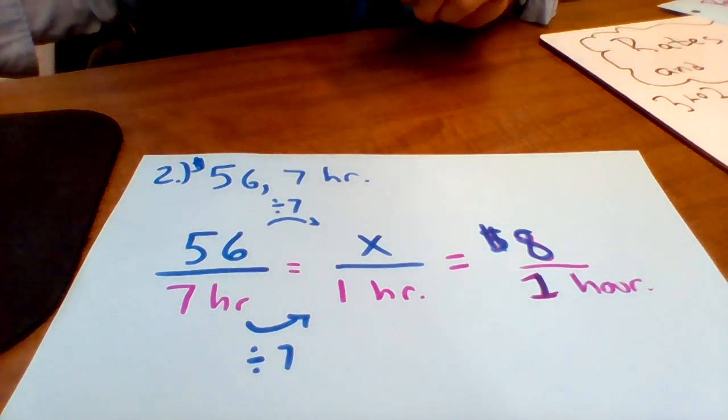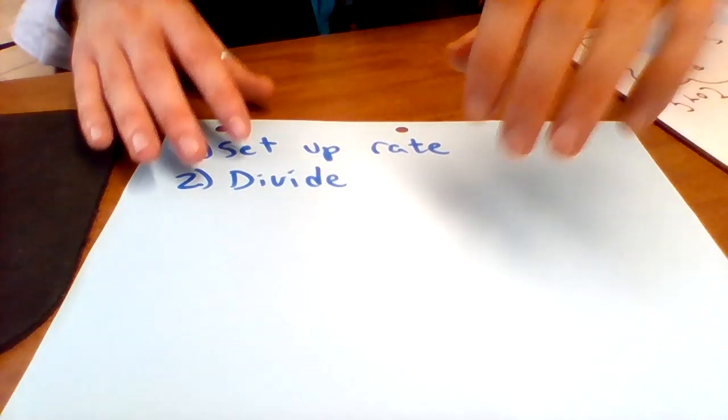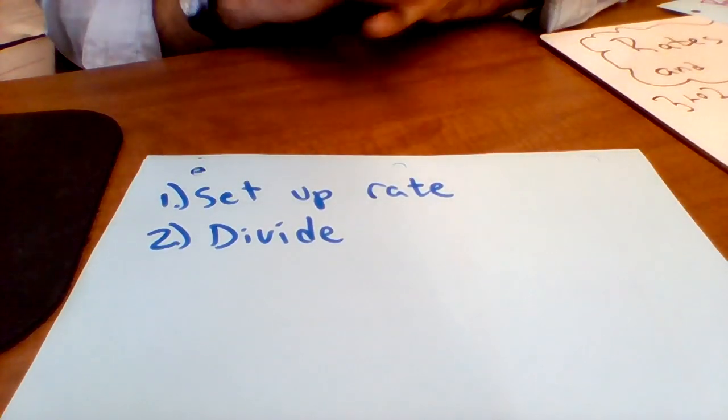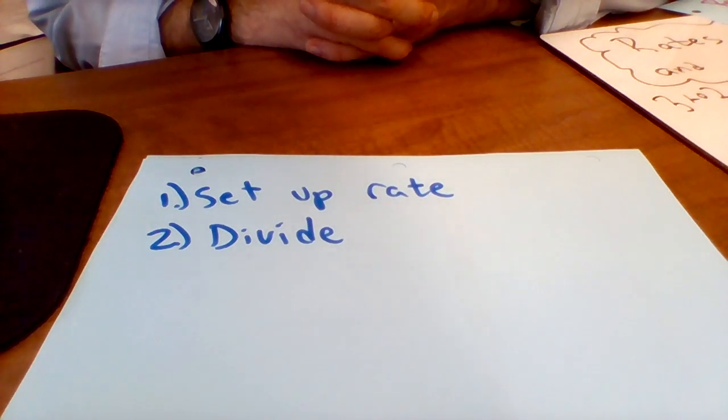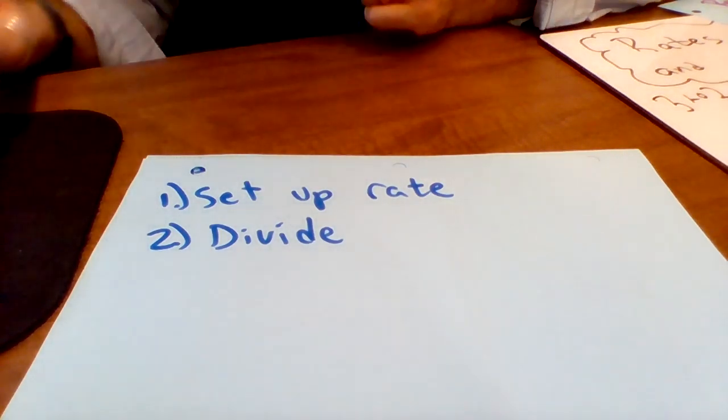All right, hopefully that helps you out. And the basic steps that you need to know: set up your rate, or your ratio, and then all you have to do is divide. Make sure that your answer always has a 1 on the bottom. All right, hopefully that helps out.